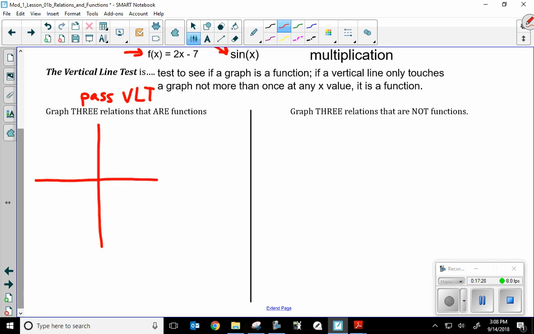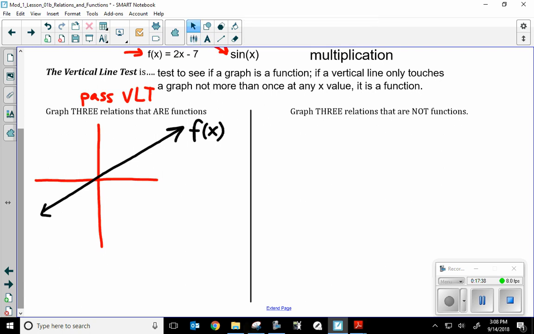How about we start with something simple? We'll do a straight line. Now that's my graph of f of x. If I need to find if f of x is a function, I take a vertical line and I draw it. It doesn't matter wherever I put that vertical line, I will not touch my graph, the black line, of f of x more than once. So that means f of x is a function.